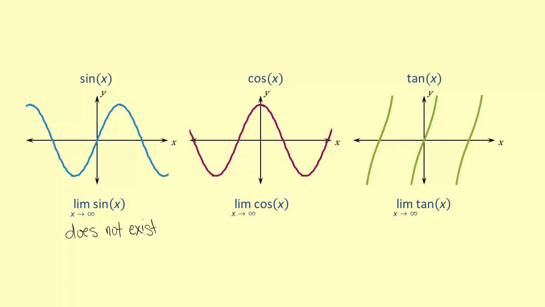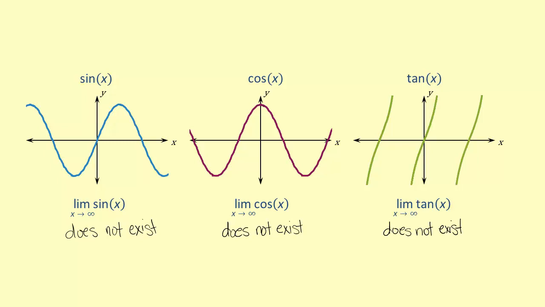Similarly, the cosine function also oscillates between -1 and 1. So the limit of cosine x as x approaches infinity does not exist. Finally, consider the tangent function. Notice from the graph of the tangent function, it follows the same pattern over and over again. Since it doesn't converge on any particular value, it does not have a limit. Therefore, the limit of tangent x as x approaches infinity does not exist.